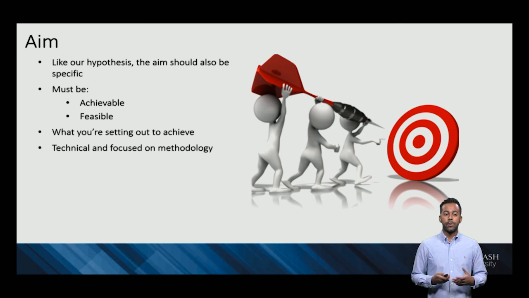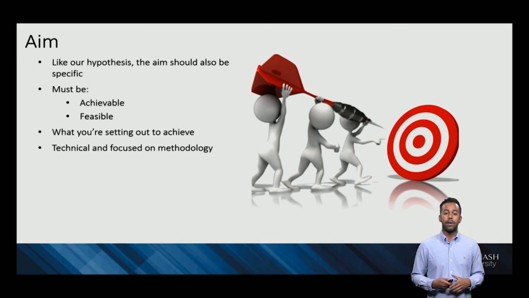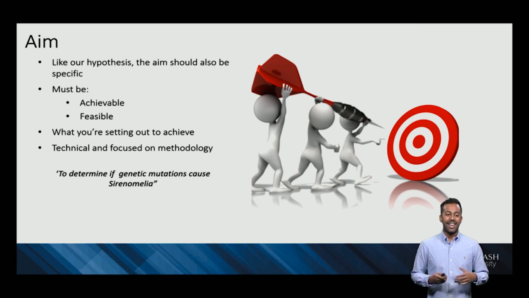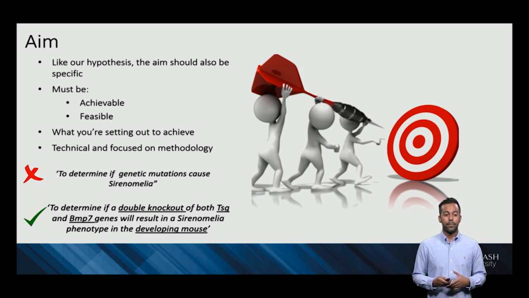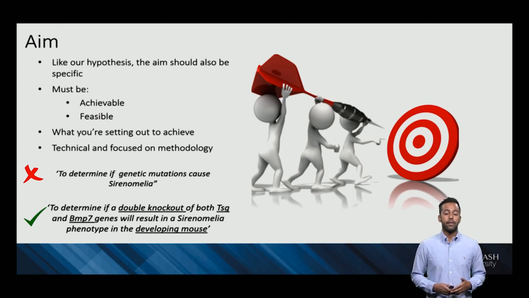It's what we're setting out to achieve, and it's a bit different to our hypothesis in that it's more technically focused and focused on the methodology. You're explaining what you're setting out to do here. So an example of perhaps a not so great aim might be to determine if genetic mutations cause serenomelia. It's not very specific. We don't know which genetic mutation we're talking about. It's not a very good aim. A better aim might be we're here to determine if a double knockout, so getting rid of both BMP7 and TSG, will result in a serenomelia phenotype in the developing mouse.